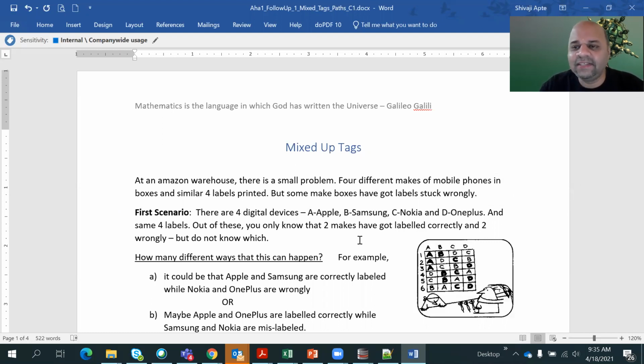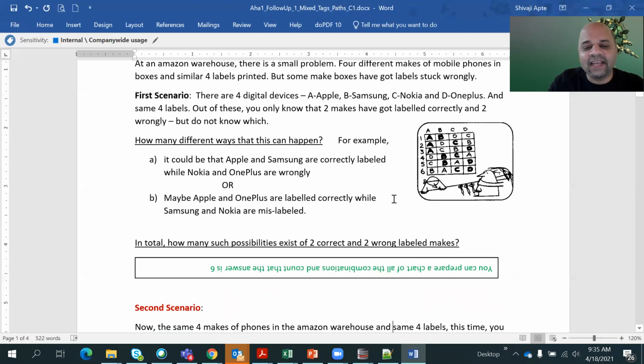So what has happened is that while affixing the labels, it is all automatic. Some issue has occurred, and two makes have got the labels right. Out of four, two, we don't know which one. It could be Apple and Samsung, or it could be Samsung and Nokia, or it could be Nokia and Apple. I don't know, but two of them have got it right, and two of them have got it wrong. So there is a confusion, right? And it can happen in various ways.